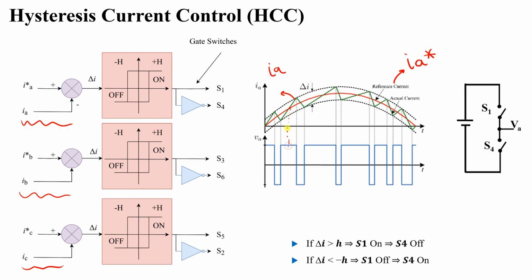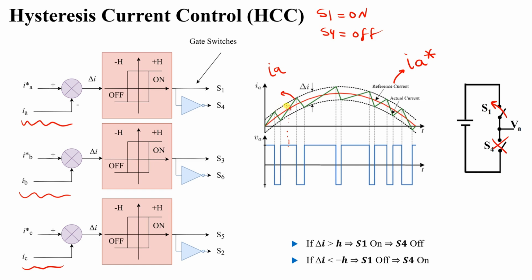At this point here, you will see that VA is positive, or the voltage is positive, which means S1 is on and S4 is off, right? So it means that we started at this point at which S1 is on and S4 is off. Okay?